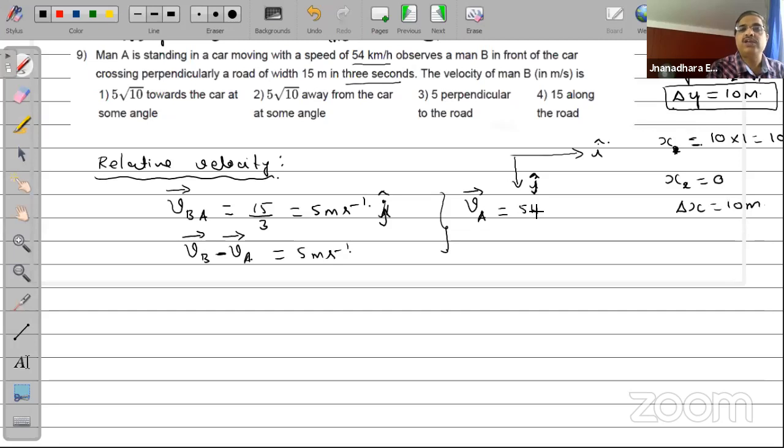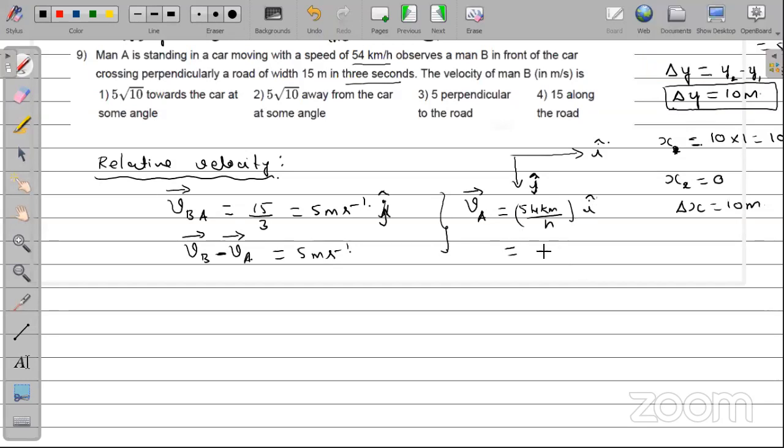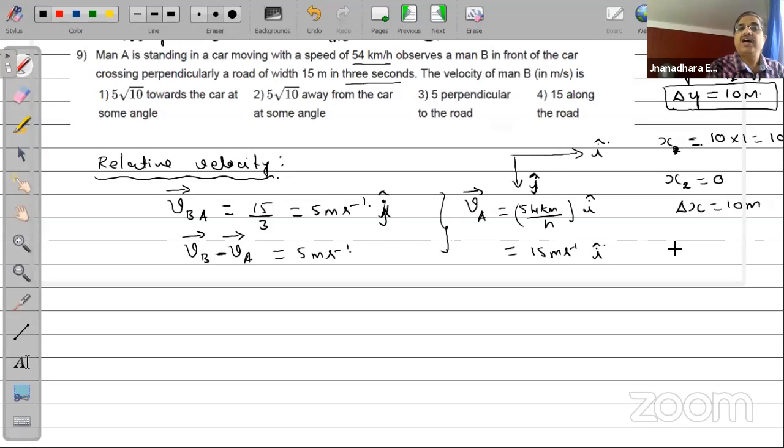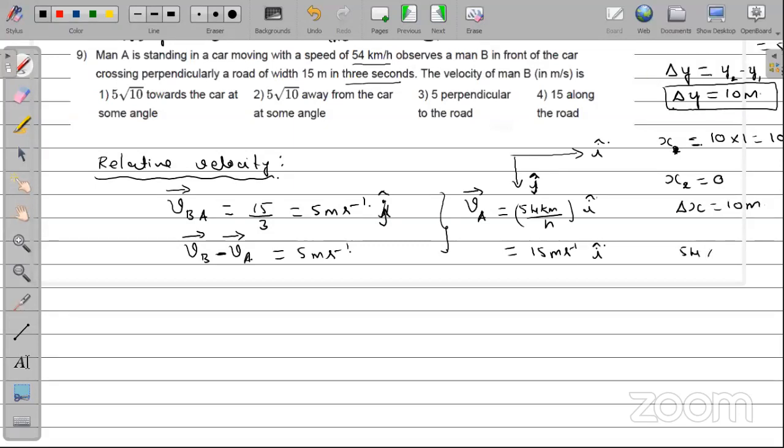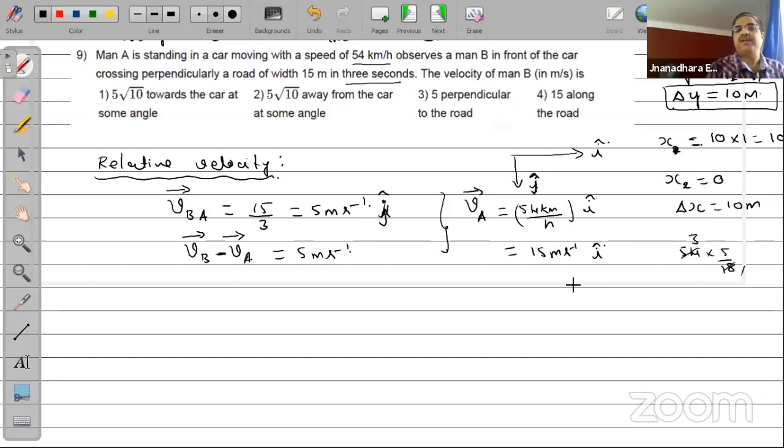What is 54 kilometer per hour in meter per second? Dear students, you should know how to convert that. It's 15 meter per second. How do we convert it? Multiply by 5 by 18. 18 ones are 18, 18 threes are 54. So this becomes 15 meter per second I cap. Very good. So VA is given to be like this.